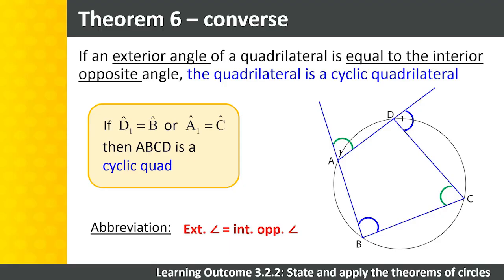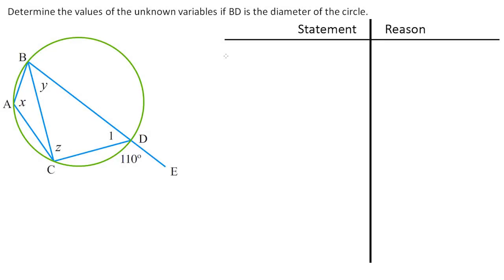Let's see how this theorem can be applied in an example. If we look at the following example, they want the values of the unknown variables. Let's stop there. What are the unknown variables? The value of x, the value of y, the value of z. Please take note, people. It shouldn't be answered in the sequence of the alphabet.